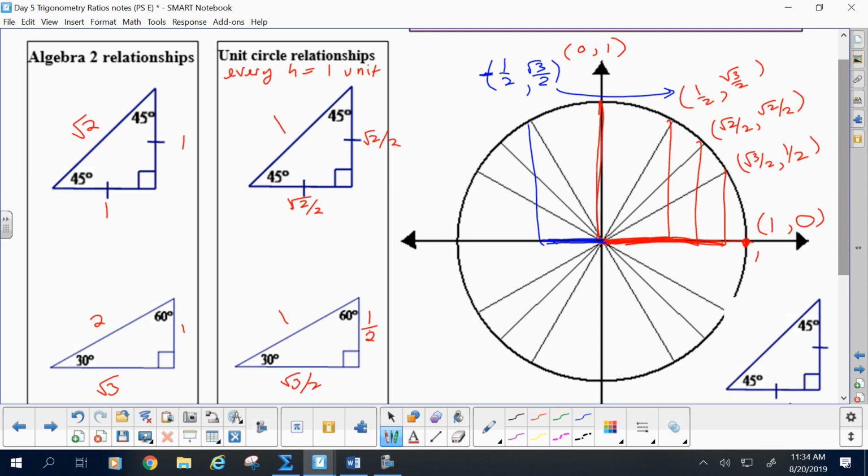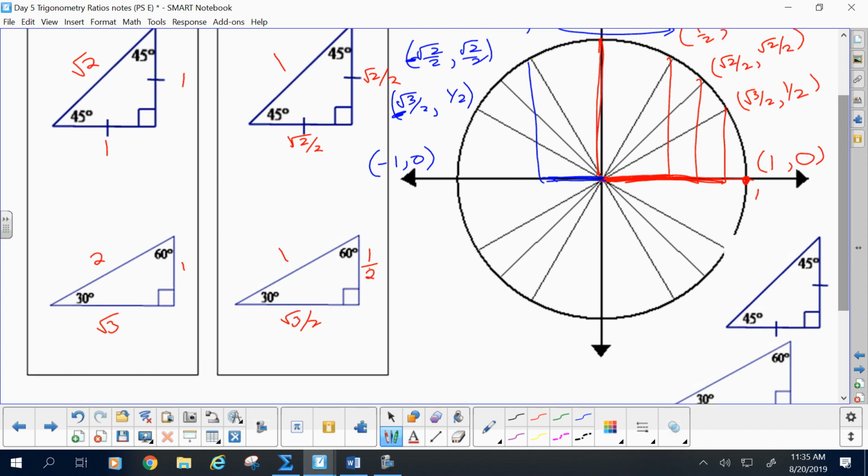At pi over 4, or the 45-degree angle, it's the same as on the other side, root 2 over 2 and root 2 over 2, but in terms of sign, the x is negative. At 5 pi over 6, it just looks like the 30-degree triangle in the first quadrant, so it's root 3 over 2, 1/2, but the x is negative. And at 180 degrees, or pi, the x is 0. All right?